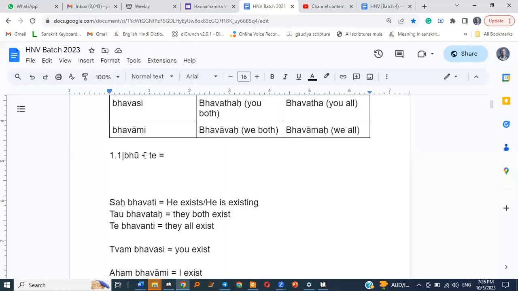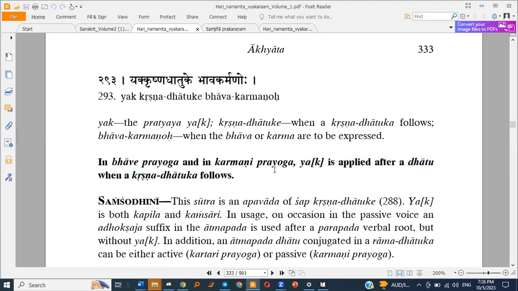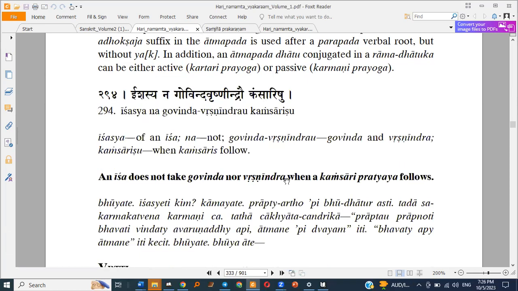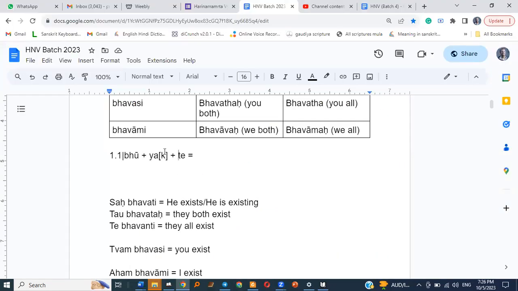So now, Te, this is in Karmani Prayoga, so we will insert Yak. Ka is indicative letter here. So like this, Bhu, Ya, and Yak and Te. Because Te is also Sarvadhatuka. So this Yak is Kit, it's also Kit and it's also Ngit. It's Kit because it has Ka as indicative letter.